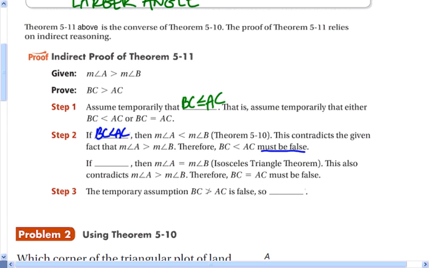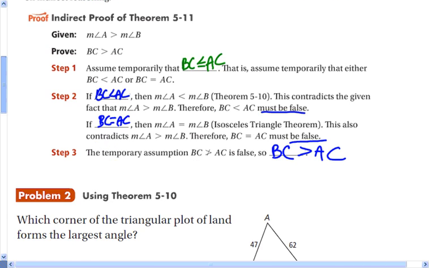The second part is, if BC is equal to AC, then the measure of angle A is equal to the measure of angle B by the isosceles triangle theorem. This also contradicts the given fact that the measure of angle A is greater than the measure of angle B. Therefore, BC equals AC must be false also. So the temporary assumption that BC is not greater than AC is false. So BC is greater than AC.